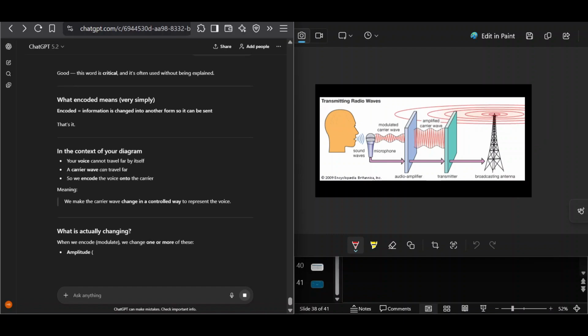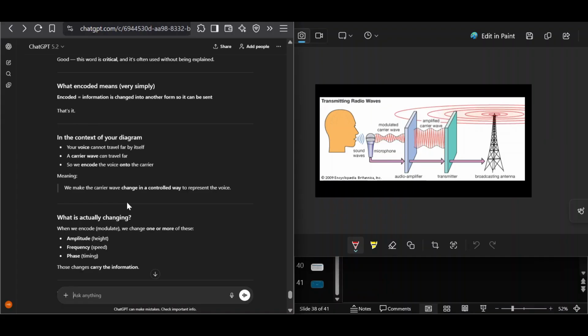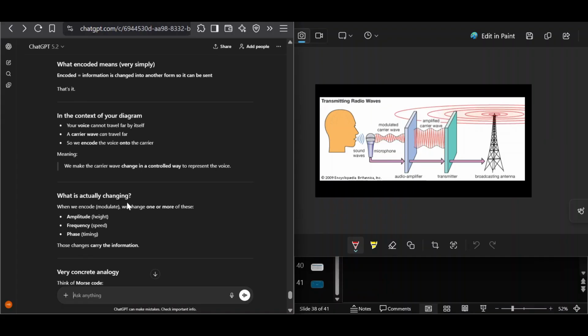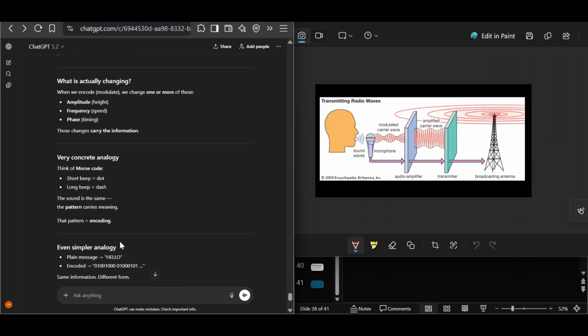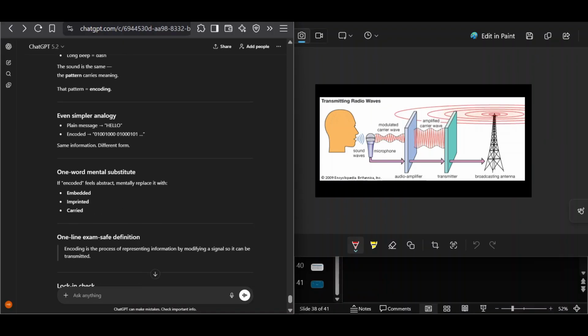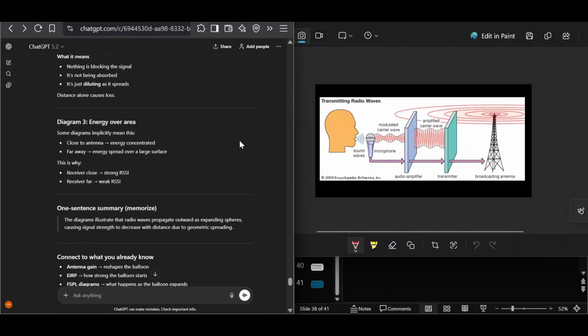Encoding is changing that. In the context of your diagram, your voice cannot travel far, but the carrier wave can travel far, so we encode it into the carrier. We make the carrier wave change in a controlled way to represent the signal. When we modulate, we change one or more parameters: height, speed, timing. Those change very concrete things, like dots and dashes. It's not adding, it's changing the structure and pattern. Okay, we understood this one.